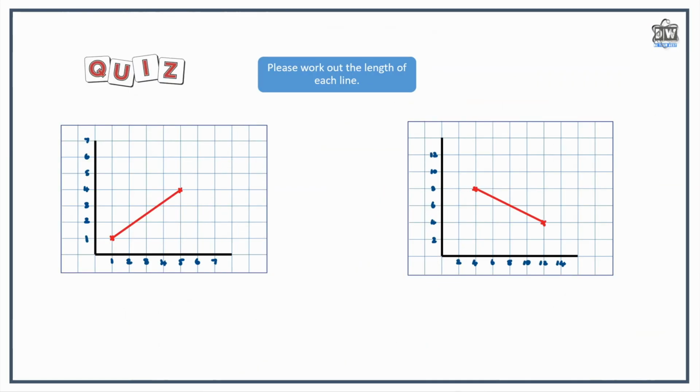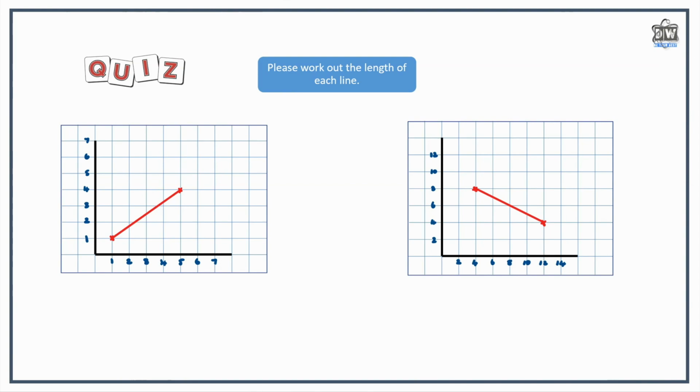Everyone loves a quiz. No one hates the quiz. We call it a quiz because we're scared to call it a test. But anyway, give it a go. Just make sure you follow all those steps. If you are struggling a little bit, go back and watch them again. There's nothing wrong with going back and watching them again. But give these a go. Come back and see if you've got them correct.